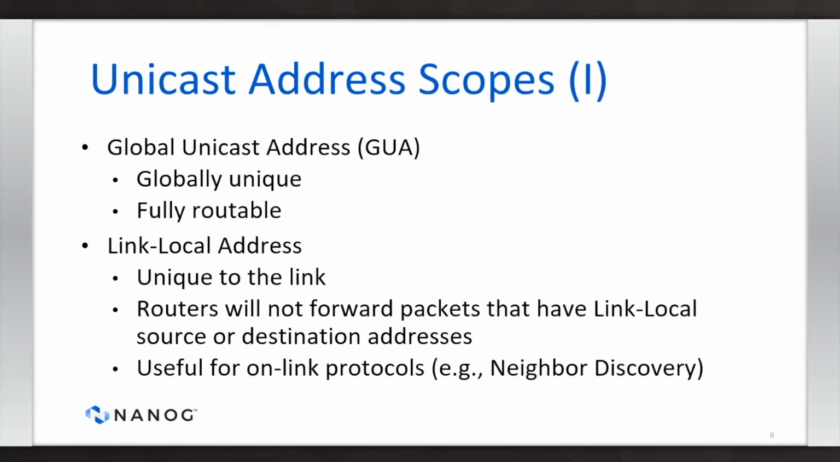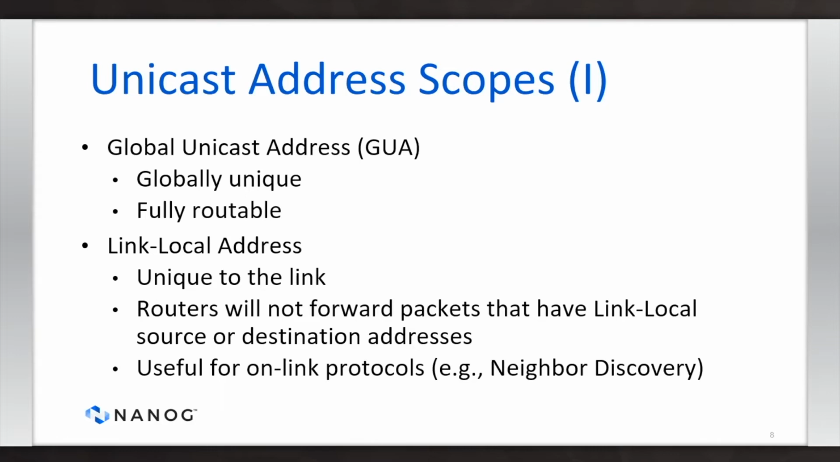Now, like IPv4, we have this concept of address scopes in IPv6. A globally unique address is called a global unicast address, a GUA. It's globally unique. There's only one of them around the whole planet, or the whole galaxy if you're doing interplanetary stuff. And it's fully routable. A router will route a packet that has a GUA source and a GUA destination.